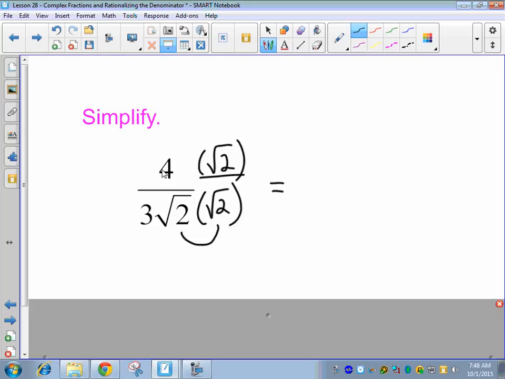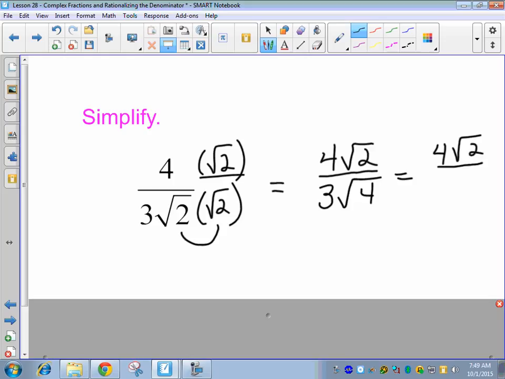So in the numerator, I've got 4 root 2. And in the denominator, the 3 is multiplying times really a 1 right here. So that's just a 3. And 2 times 2 is 4. You can skip that step if you want, because what's the square root of 4? 2. So now I have 4 root 2 over, this is just 2. 3 times 2 is 6.